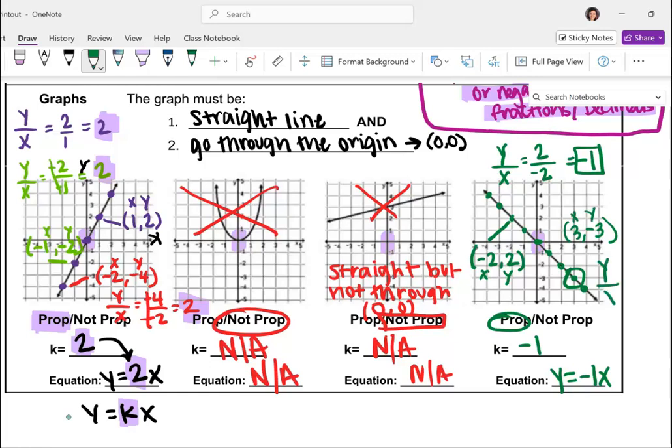So now if I'm going to find my k, just to show you that it would be the exact same, my y is -3, my x is +3, and -3 divided by +3 is -1. So we get the same thing either way. So our k is -1. And since we have a k, we can also write an equation, and so it's y equals -1x. You can also write this as y equals -x, because we know that we don't have to write a 1 in front of an x.